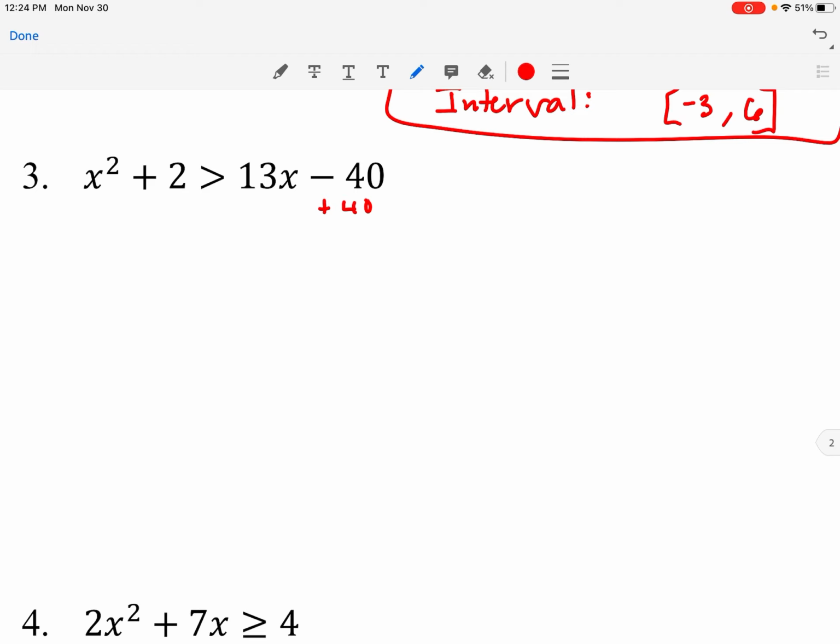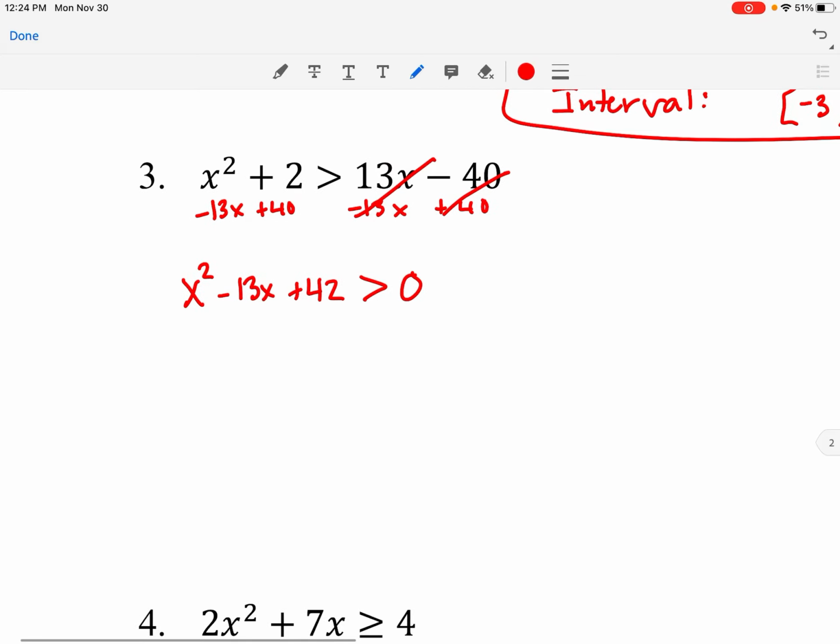So you want it equal to 0, so you add 40 to both sides. At the same time, I'm also going to minus 13x from both sides. So that goes to 0, that goes to 0. And remember, you can only combine like terms here. So negative 13x just becomes our second term in standard form, plus 42 greater than 0.